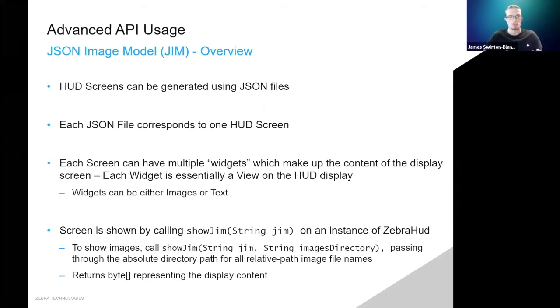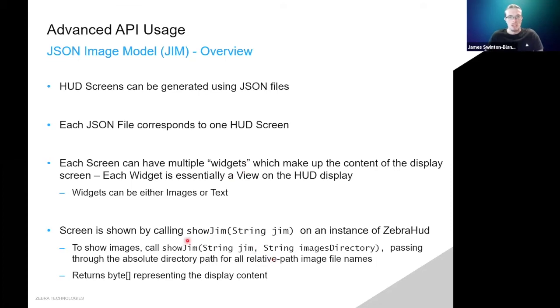So using the JSON image model, you can generate HUD screens using JSON files. If you were to use this technique, then you would have one JSON file per HUD screen. So say if you had a workflow that needed to show 5 HD4000 screens, you would have 5 corresponding JSON files, one for each of those screens. So each JSON file contains multiple widgets, and those widgets are essentially what make up the content of the display. And each of those widgets can either be an image or a text widget. So each widget is essentially a view on the HUD display.